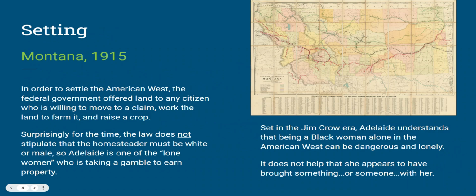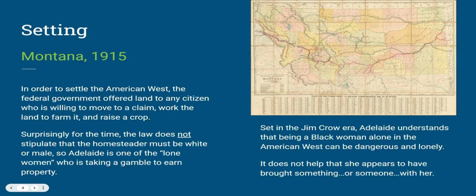Now, Montana in 1915 is very sparsely populated. It's not very highly populated right now, but 108 years ago, it's even less so. So the federal government really wants to get American citizens out there. And like I said before, any citizen is willing to move to a claim, which is measured off land that really has nothing going on there. And if they work the land to farm it and raise a crop, then the citizen will own that land after a period of time. What was interesting to me is that the law did not stipulate that the homesteader has to be male or white. So Adelaide is one of the quote unquote lone women who is taking a gamble to earn property.